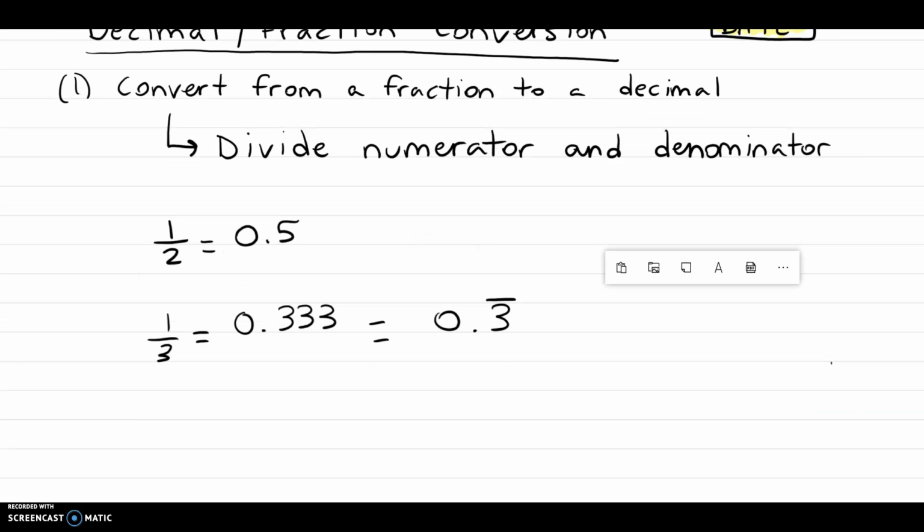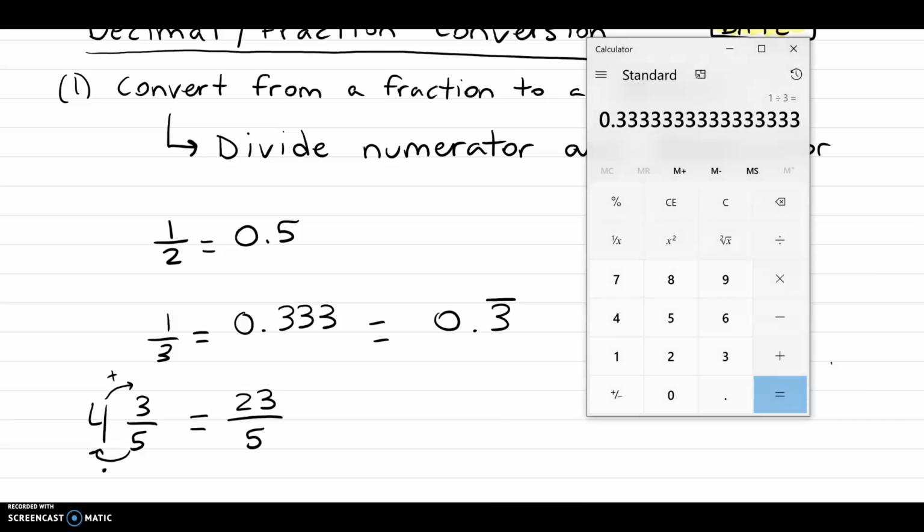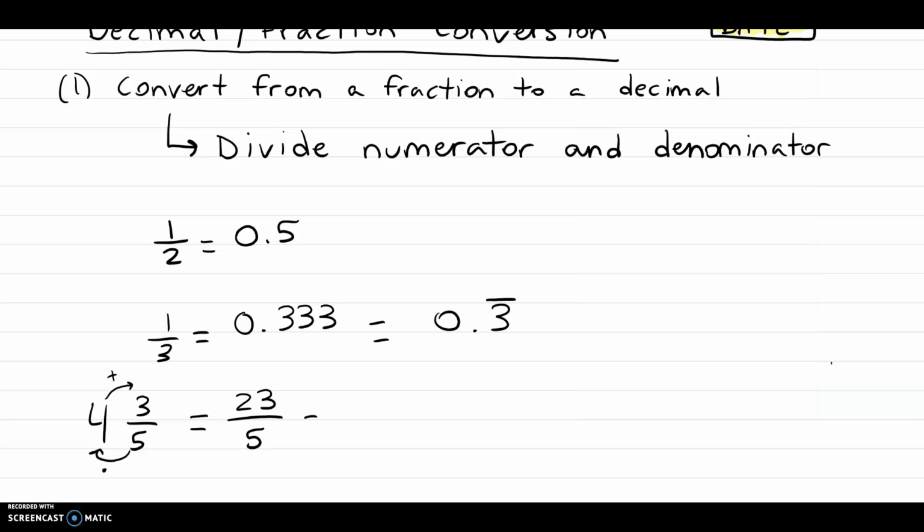What about if you have a mixed number? So what if I had 4 and 3/5? So let's review practicing converting that into an improper fraction. Remember, to convert to an improper fraction, you take the denominator and you multiply it by the big number, and then you add in the numerator. So 5 times 4 is 20, plus 3 is 23, and then the denominator stays the same, so 23 over 5. So now I can divide and get 4.6.